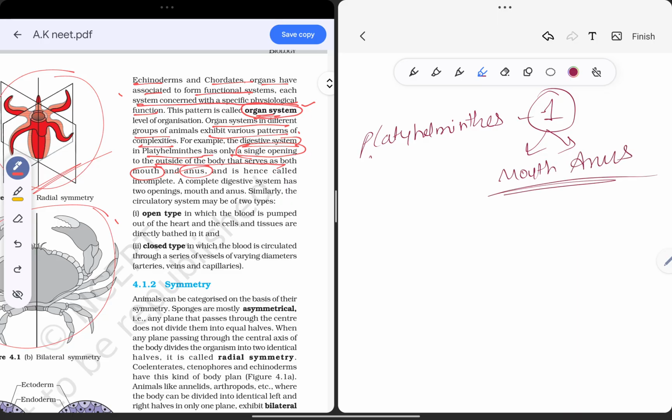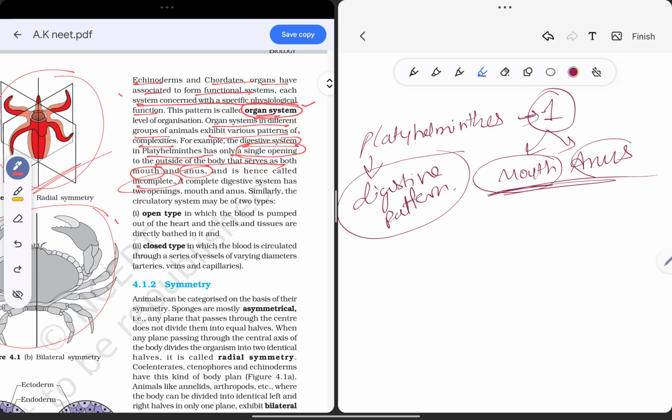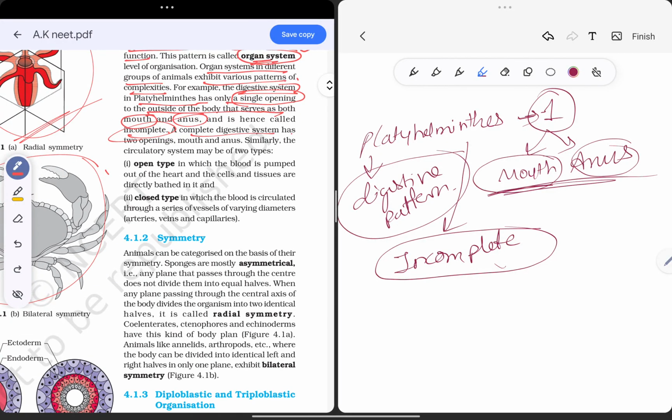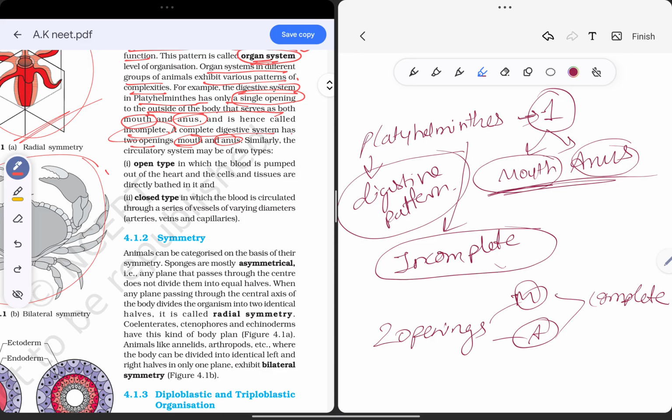In the case of the digestive system pattern, platyhelminthes is called incomplete, as it has only a single opening, which serves as both mouth and anus. That's the reason why platyhelminthes has an incomplete digestive system. A complete digestive system has two openings, mouth and anus. If any organism has two openings, one for mouth and one for anus, then it will be called a complete digestive system.